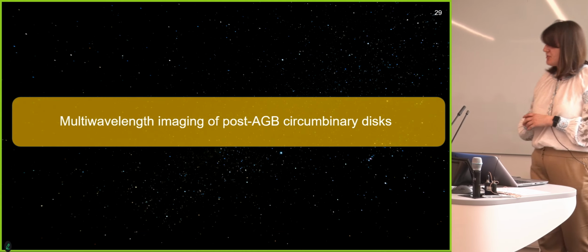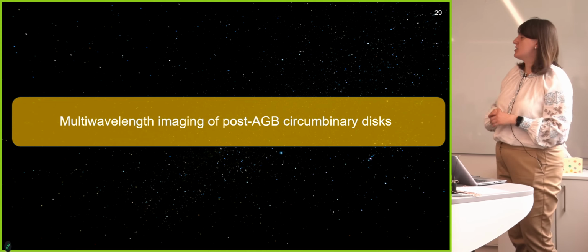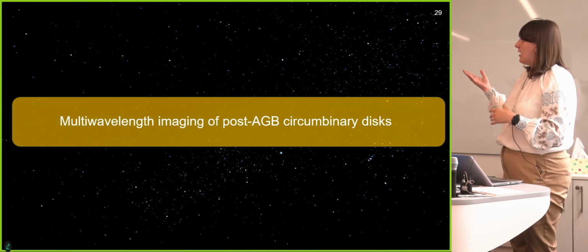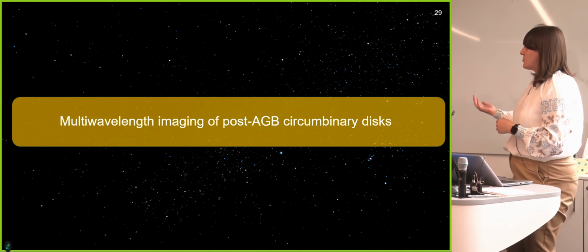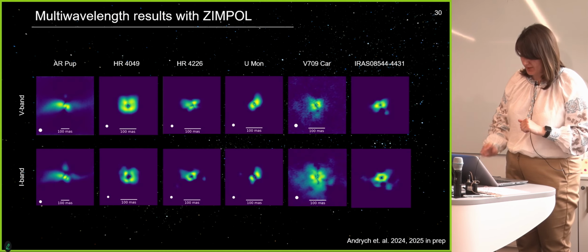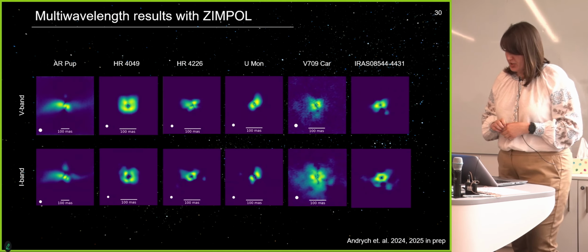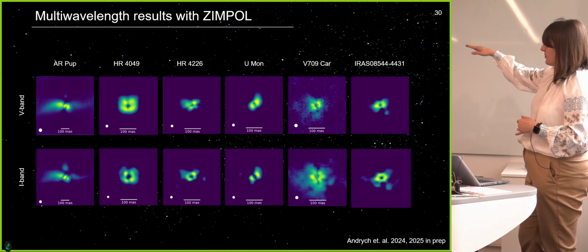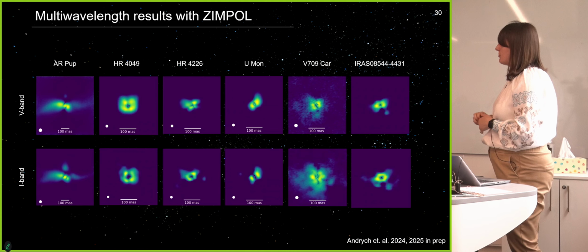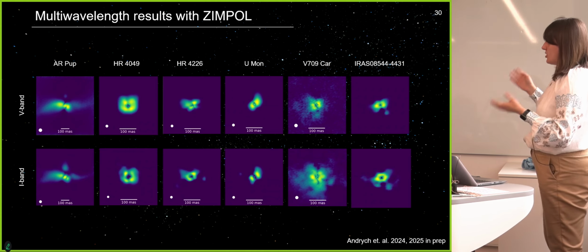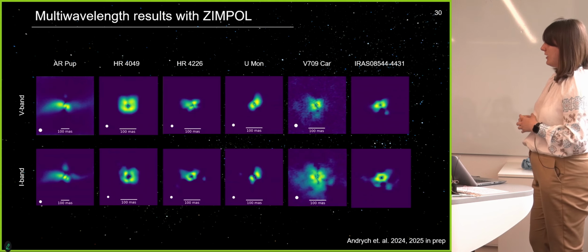Previous results were based on monochromatic observations, and now let's shift to combining observations in near-infrared with observations in optical with another camera of SPHERE. Here are results of optical V and I band. In the top row we have V band, and on the bottom row we have I band for 6 targets. 3 of these targets were also observed in near-infrared.